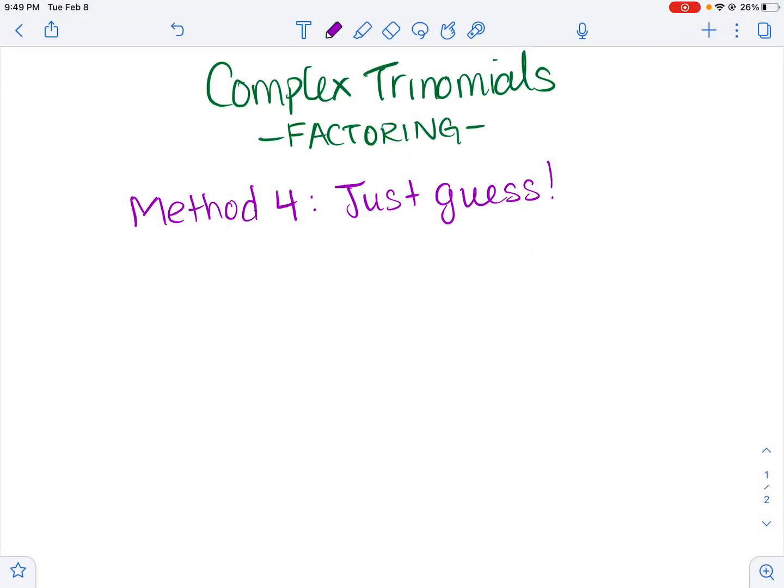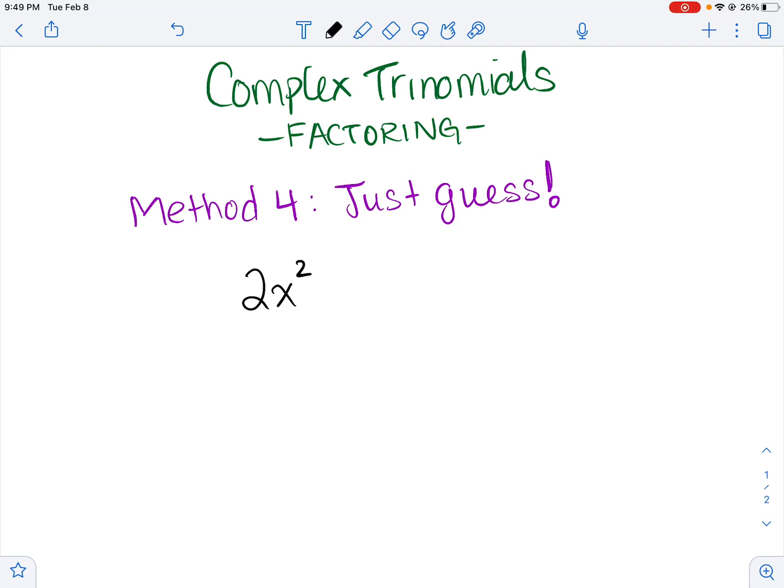Okay, and now you have method 4, my favorite method for factoring complex trinomials. Just guess. So you could actually just guess in order to factor a complex trinomial. Okay, so here's what I'm saying. Let's say you had 2x squared.